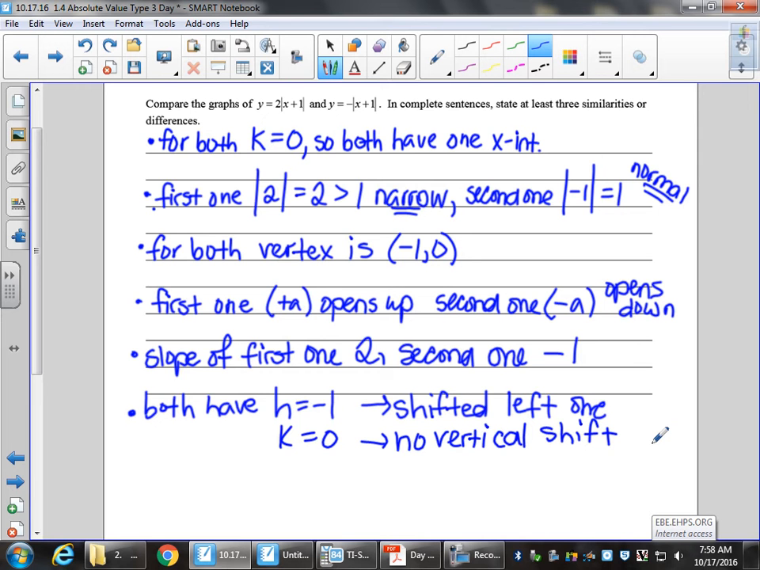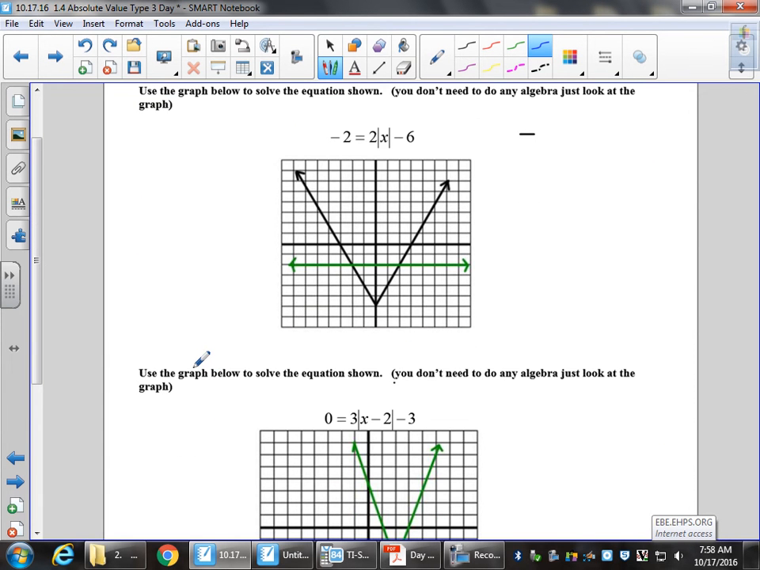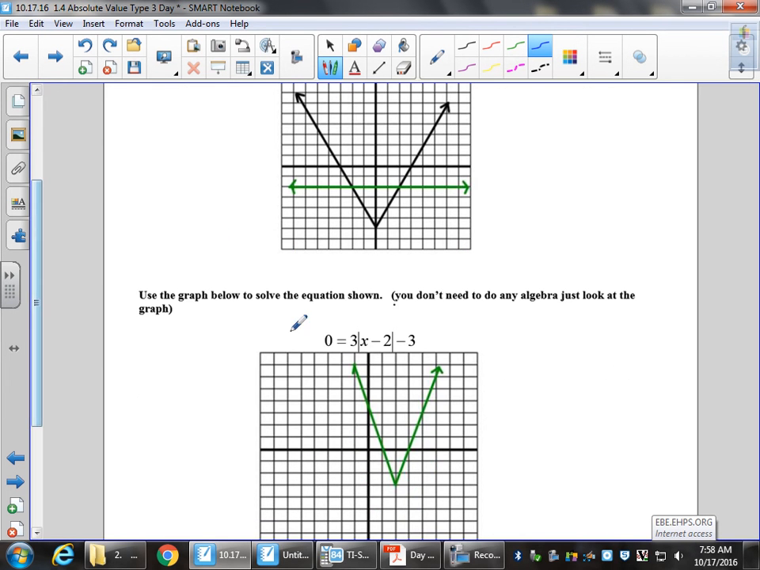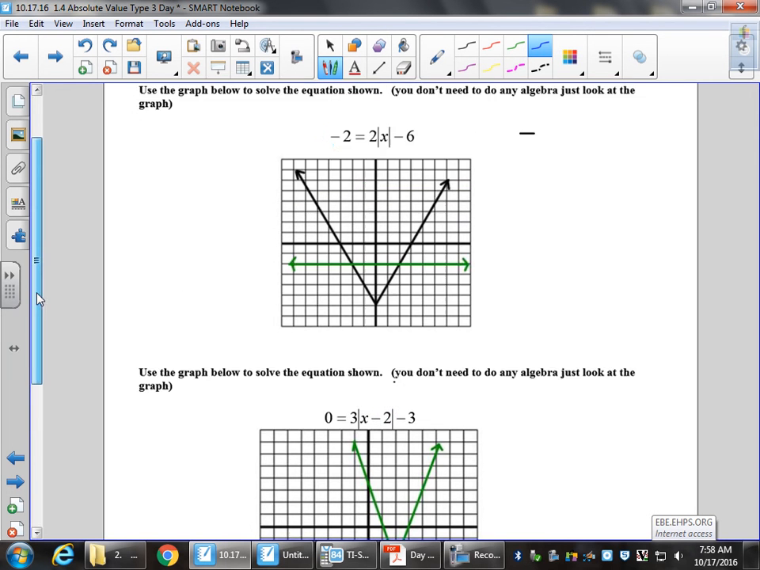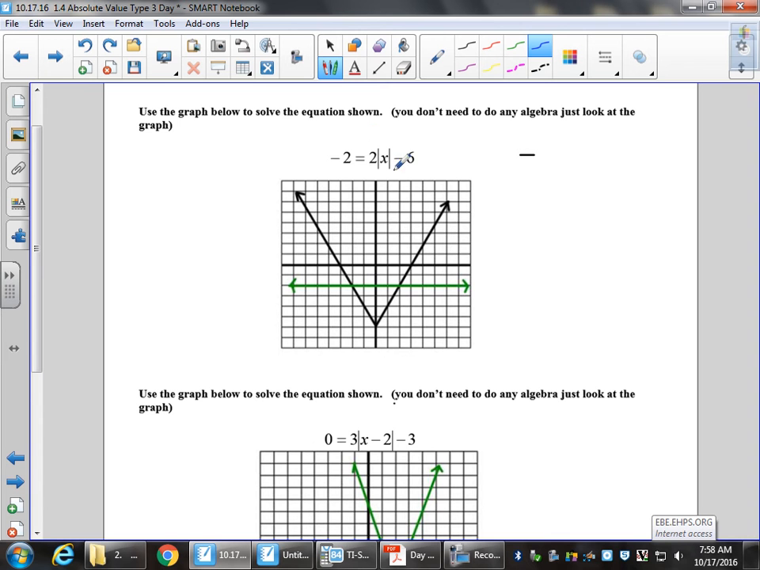Let's look at this first. Use the graph below to solve the equation shown. So what we're about to talk about only applies to equations. What I mean by that is, see how we have negative 2 equals function? And this one, 0 equals. Do you see f of x anywhere on this page? No, it has to be an actual equation, something equals something.